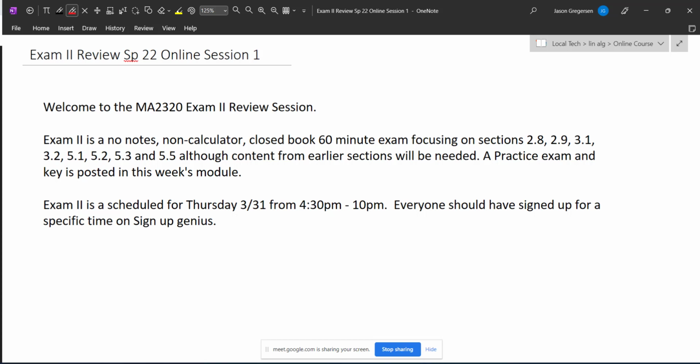We have a time range from about 4:30 p.m. to about 10 p.m. Everyone should have already signed up for a specific time in Sign Up Genius. Any questions about how the administration of the exam will run, or any questions about the exam?